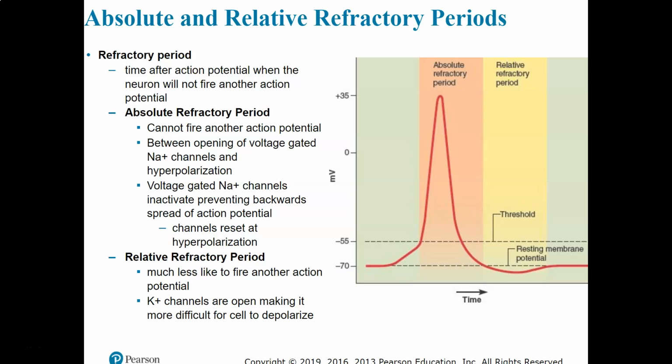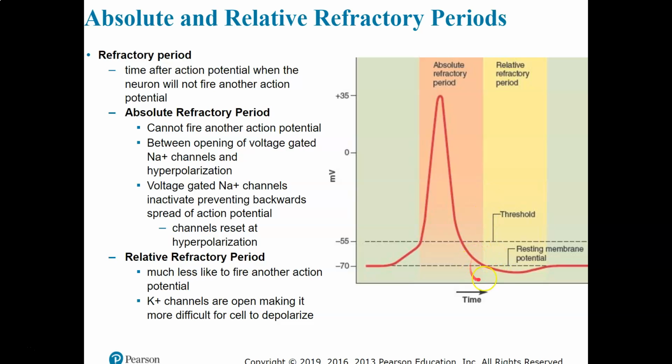The absolute refractory period is the period when either the sodium channels are open, and so we are forming an action potential, and when they are inactivated, or when they reactivate. So remember, hyperpolarization is what actually resets the sodium channels. So during this period of time, we absolutely cannot generate a second action potential because either we are in the middle of depolarizing already or the sodium channels are inactive.